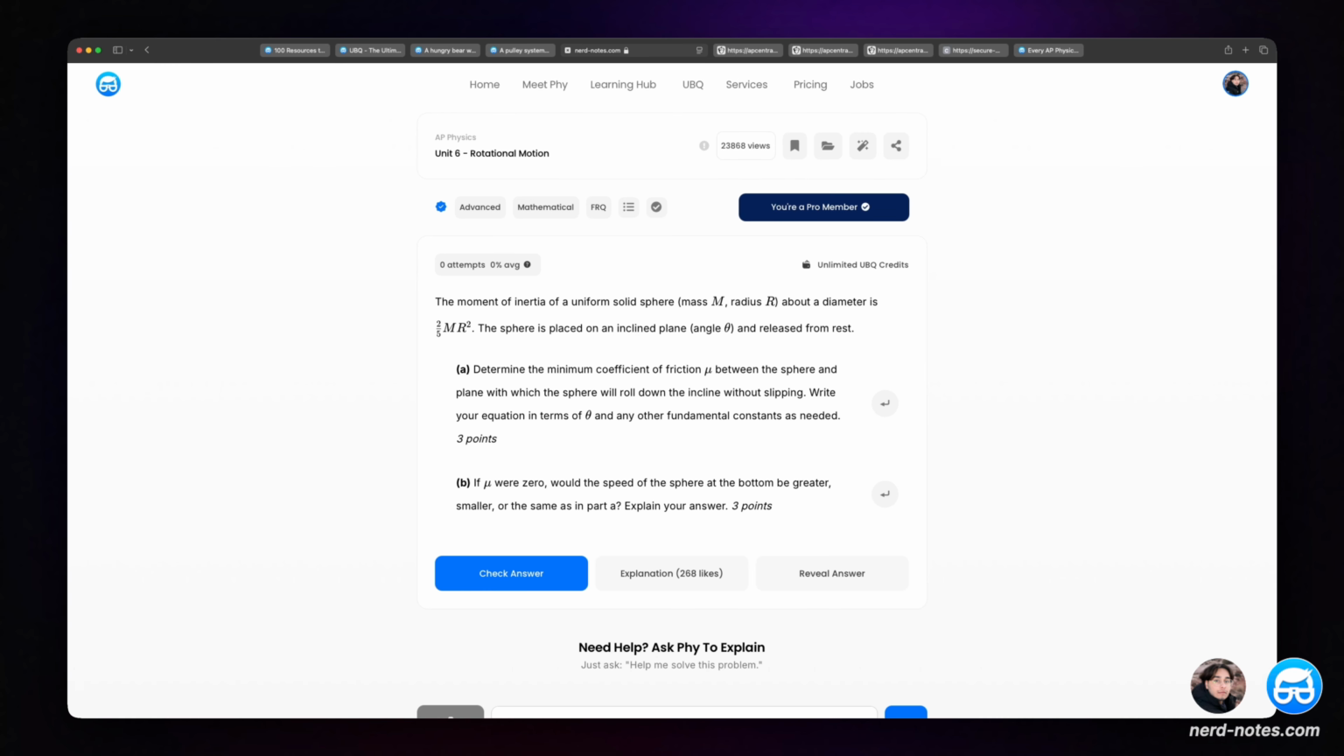All right, so the next problem is going to be a rolling problem. And let's go ahead and take a read through this together, and then we'll solve it again using FBDs and just a net torque equation.